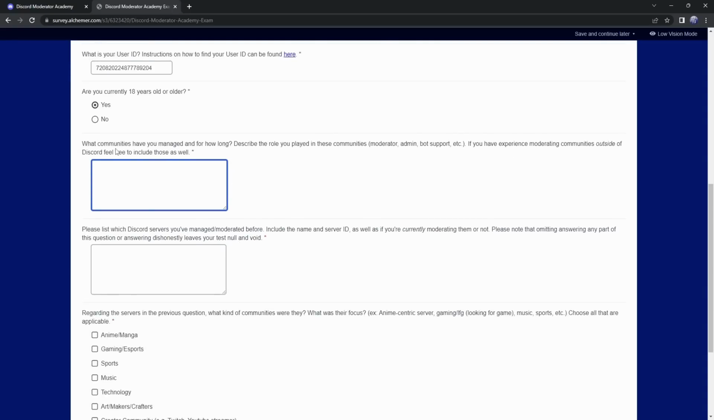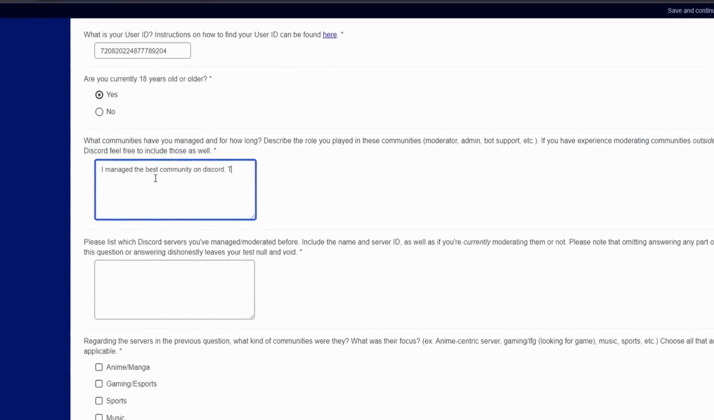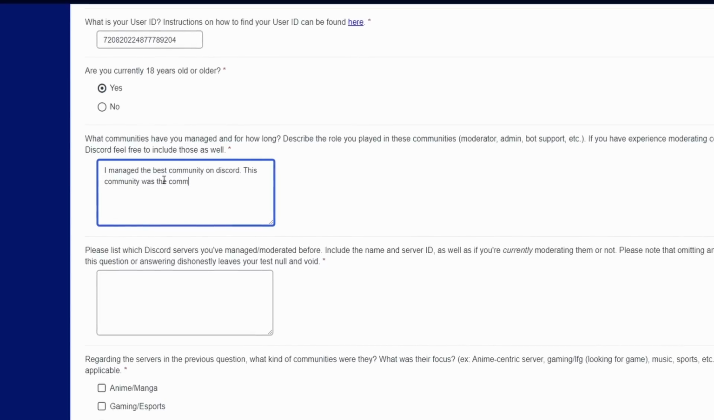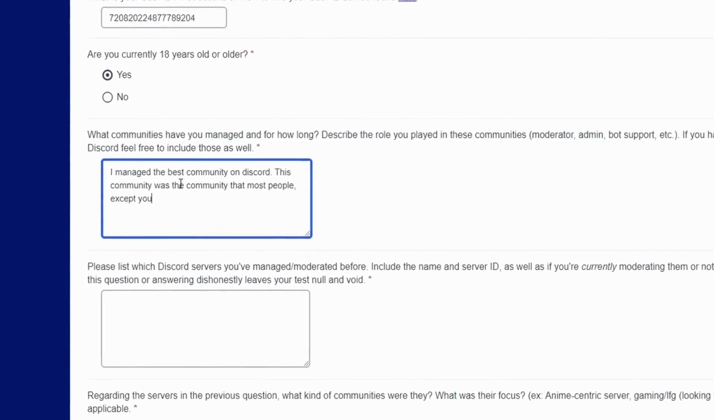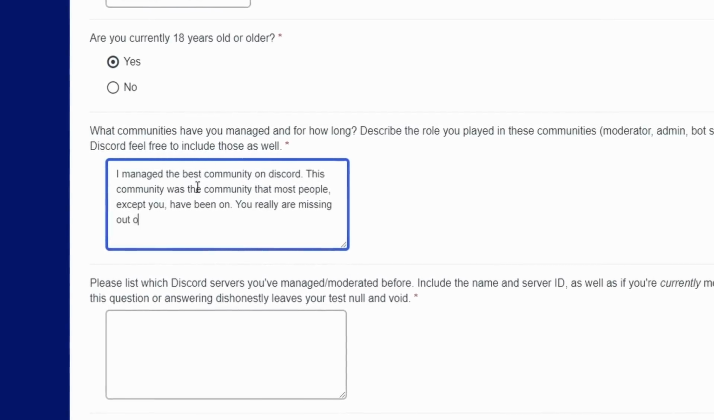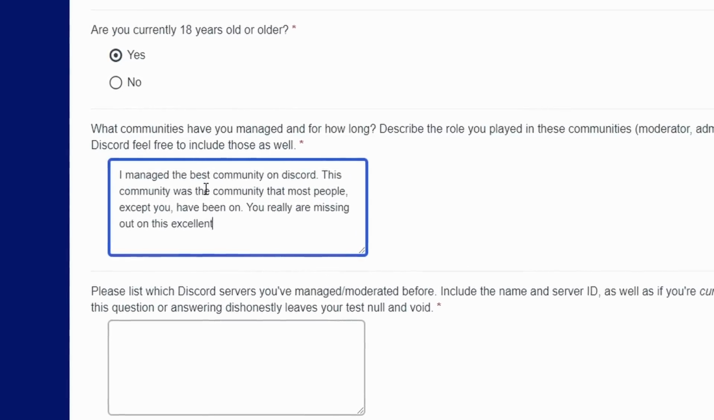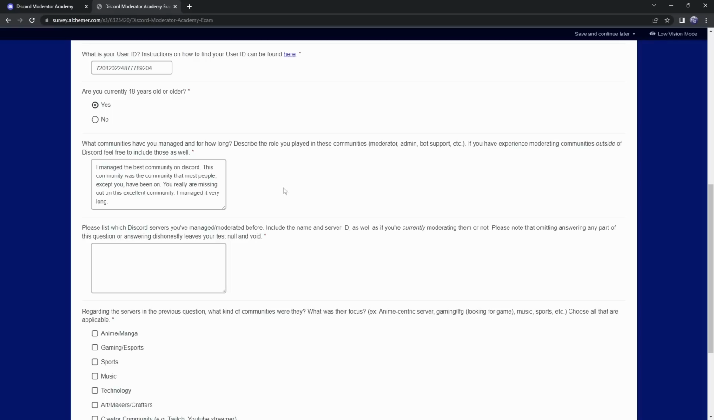Now, these next two prompts here are quite long and you need to read a lot, so it's going to be a little difficult for me to actually pay attention. But what communities have I managed and for how long? I managed the best community on Discord. This community was the community that most people except you have been on. You really are missing out on this excellent community. I managed it very long. So whenever you answer a question, you really want to make sure you answered every part of the question. So what communities have you managed and for how long? And the rest of the stuff here just doesn't exist, so ignore it.